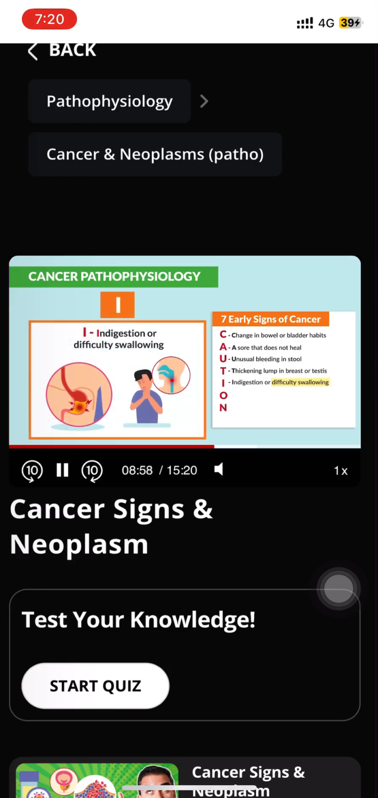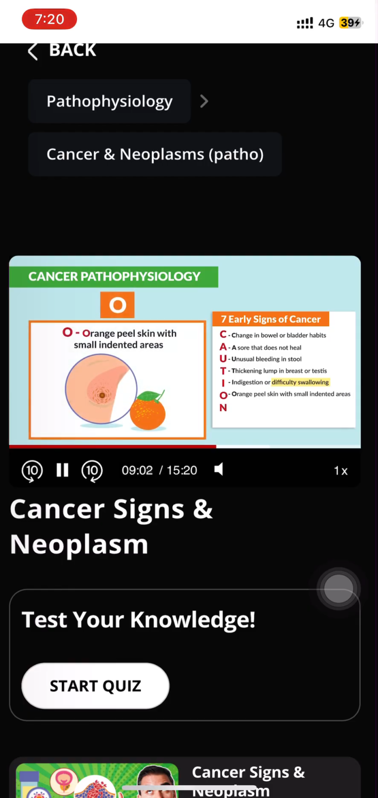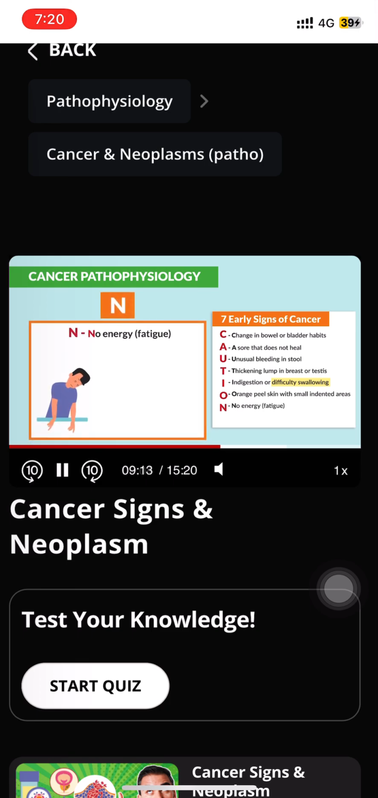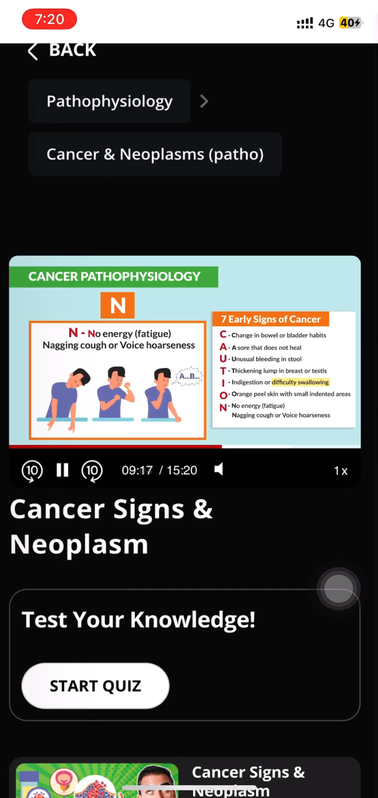I is for indigestion or difficulty swallowing. And O is the orange peel skin with small indented areas. So once again, this typically always indicates breast cancer. And lastly, N is for no energy or fatigue, as well as nagging cough or voice hoarseness. Now let's play a little clip specifically for breast cancer.